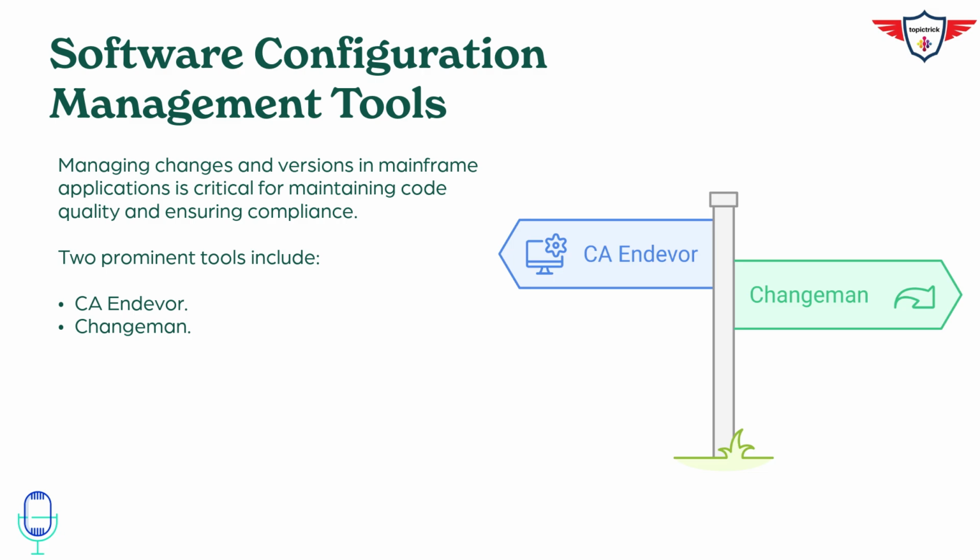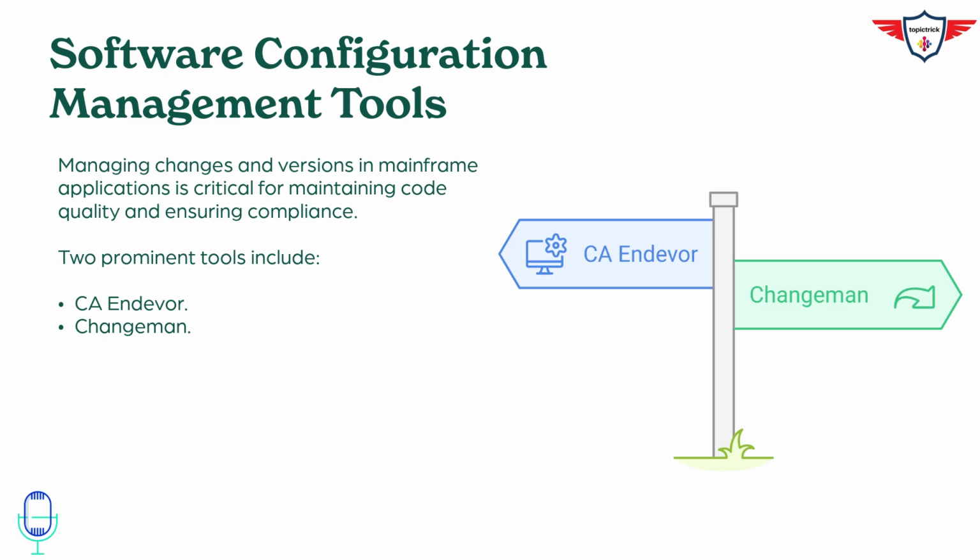So they're like the librarians of the code world, keeping everything organized and in its proper place. That's a great way to put it. In the mainframe world, we have tools like Endevor and Changeman. They provide a very structured approach to developing, testing, and deploying software, helping teams collaborate effectively and maintain a clear history of changes. So imagine trying to manage a large software project without any version control. It would quickly become chaos. So these tools provide that structure and control to keep development on track.